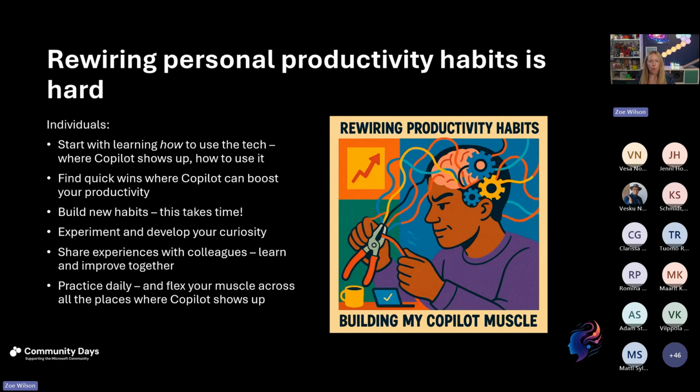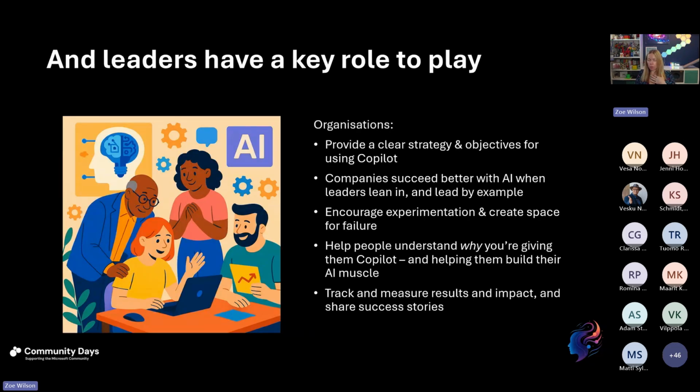Now, so individuals, we have to put the work in to build our own Copilot muscle. But for this to be successful in organizations, leaders have a key role to play as well. Microsoft, if you don't read the Work Lab site, I'd highly recommend that you spend some time looking at the research that they publish there. They have some really good content. And there was a Work Lab research report that was released a little while back that focused on the impact that leaders can have in an organization.